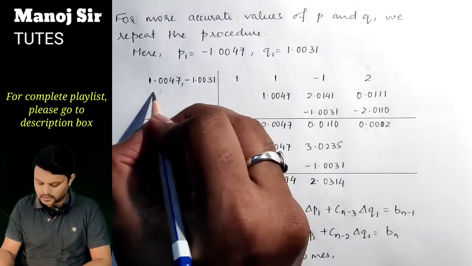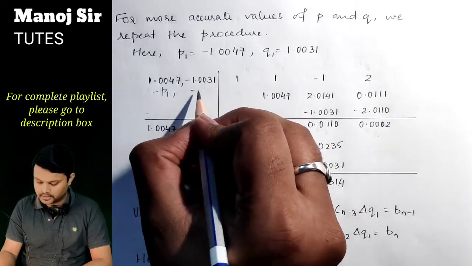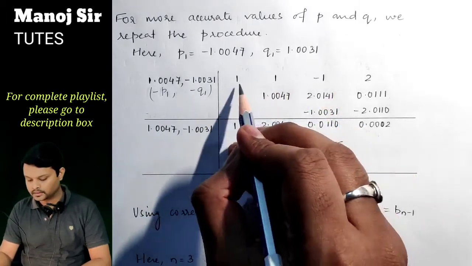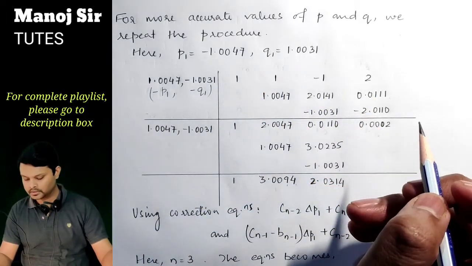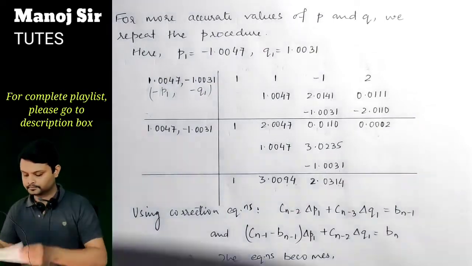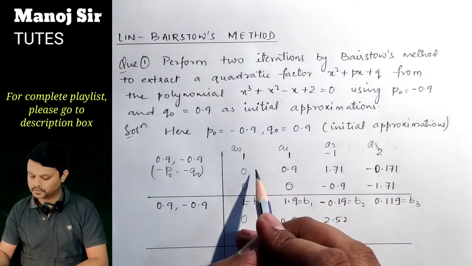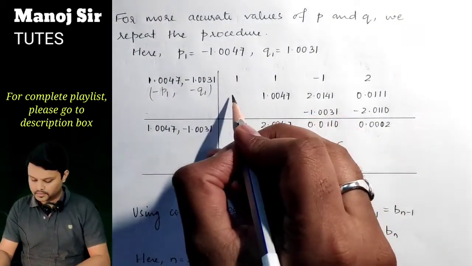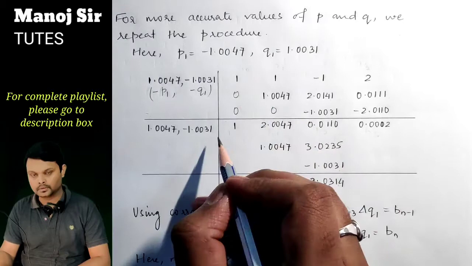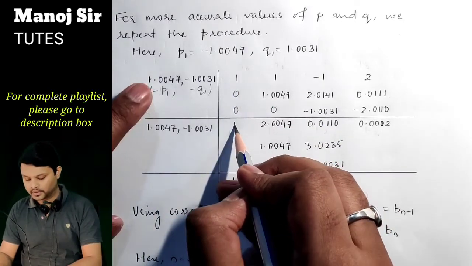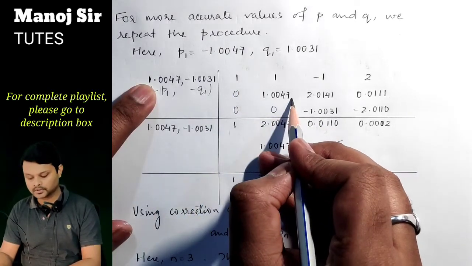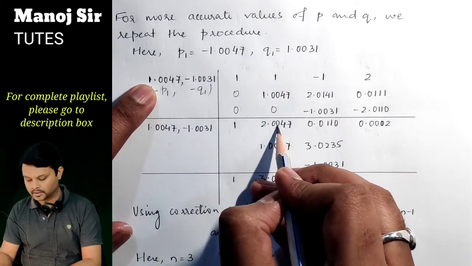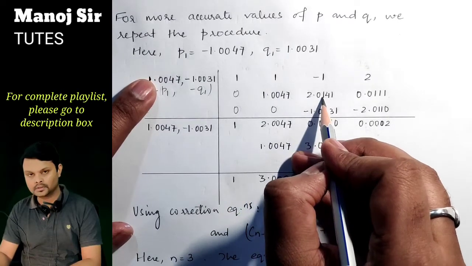So here it is minus P1, and here we have minus Q1. Again, writing the coefficients of A, that is 1, 1, minus 1, 2. Here you can see we have used the same values. So again we will write 0, 0, 0. On adding three values, you will get 1. 1 into this will become 1.0047. On adding both values, we get 2.0047. Now multiply this with this, you will get 2.0141.